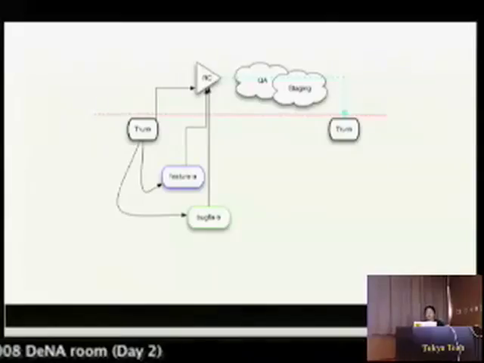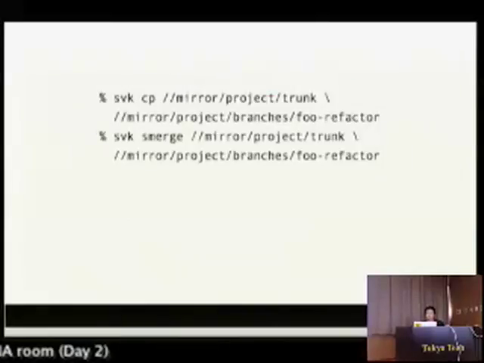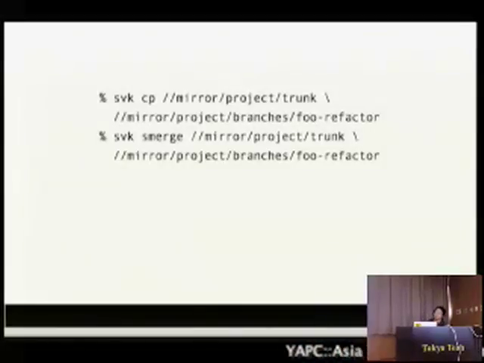Okay, so this ensures the trunk always works and then it's releasable. So to do similar things in SVK for what you saw in the previous slides for subversion branching, you do a copy of trunk to full refactor, which is pretty much the same.